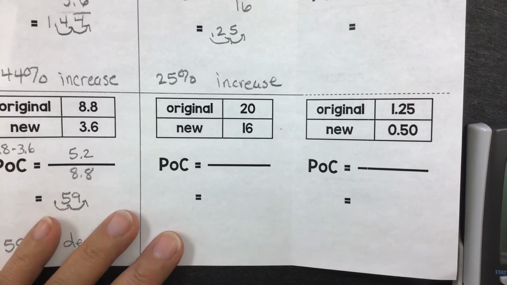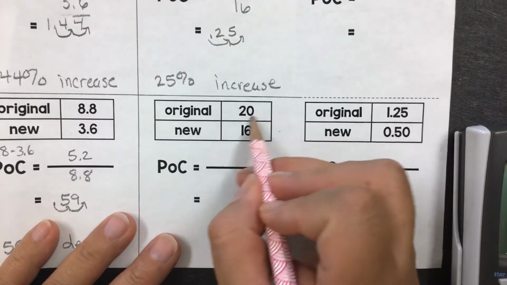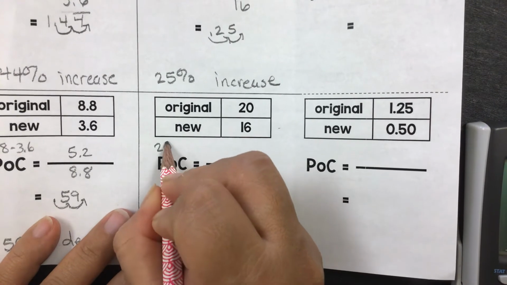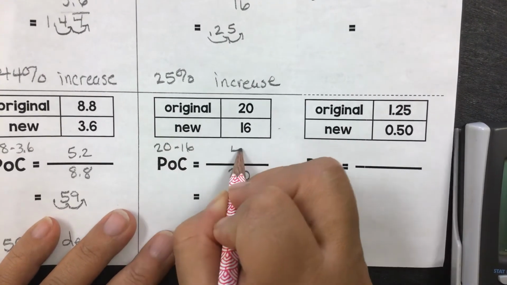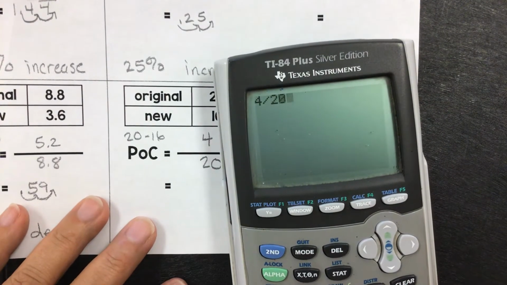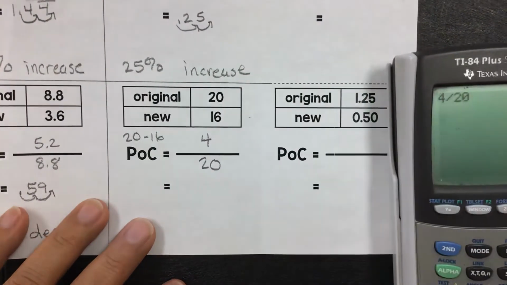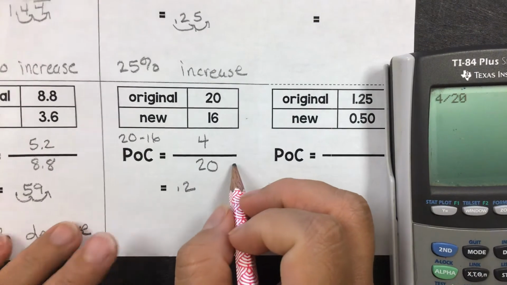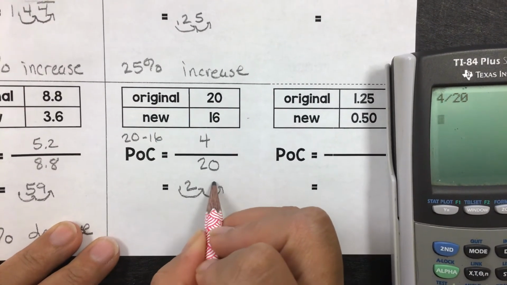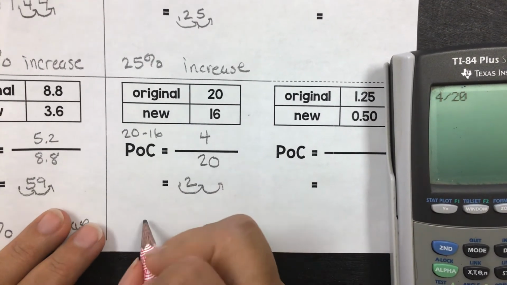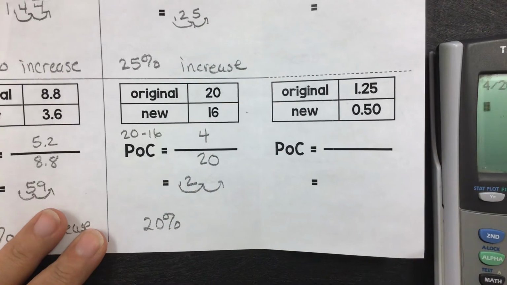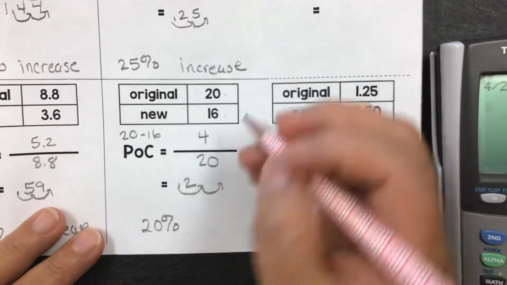For the next one, the denominator will be 20 because that's our original. The difference between them is still 20 minus 16, which is 4. Now we're going to do 4 divided by 20. You get 0.2 as your decimal. To make it the percent, you move it 2 over. Since there's nothing right here, we're going to use a 0 as our placeholder, 20%. And this is a decrease.